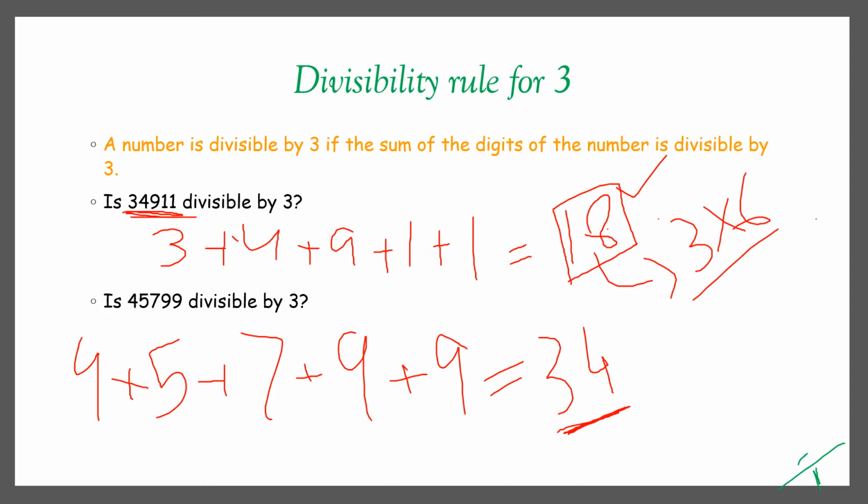So this whole number is not divisible by 3. Not divisible, and this one is divisible. So this is how we check the divisibility rule for 3.